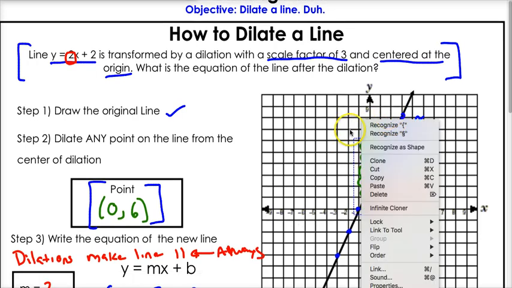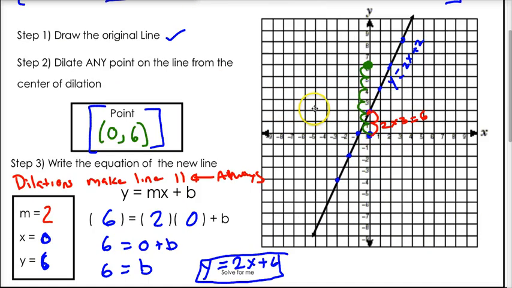And let's just graph that out. If we were to graph this line, it goes up 2 over 1, up 2 over 1. It's centered at 0, 6, up 2 over 1, up 2 over 1. And we'll just graph it real quick.